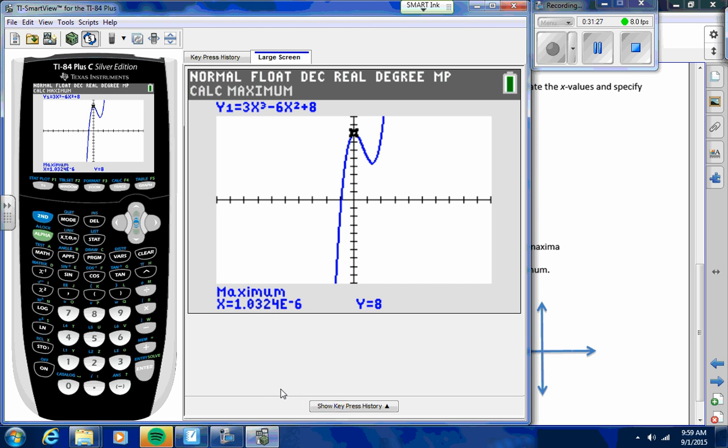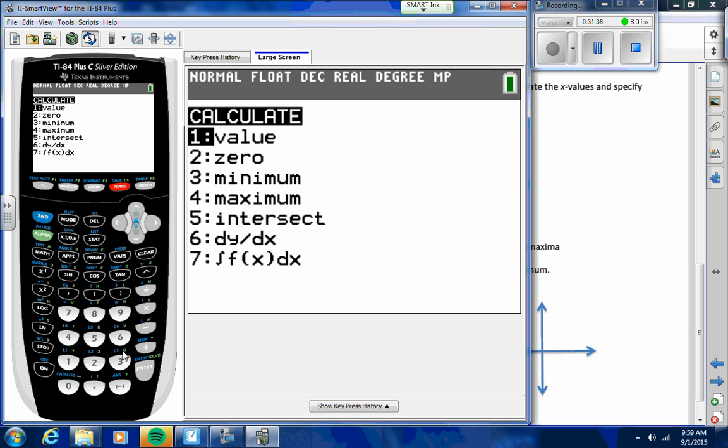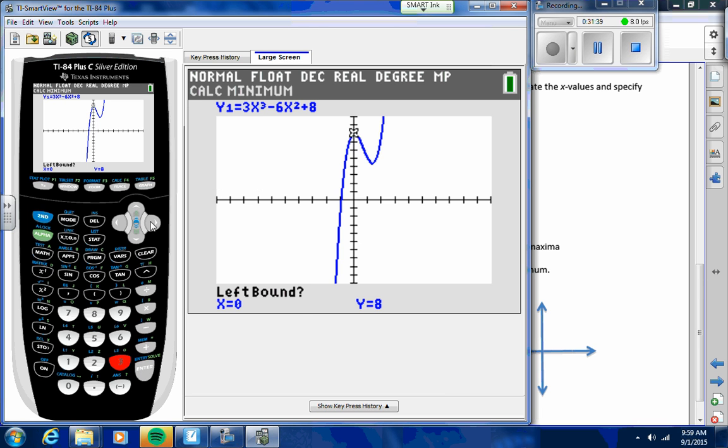Do we have any other maximums? No. Do we have a minimum? Yes, so let's calculate the minimum. Second, calculate or trace. Minimum is number 3. Now I move the cursor. I'm going for the valley, so I move the cursor to the left of the valley, enter. Move it to the right of the valley, enter. Guess, enter again. So 1.333, comma, 4.444.